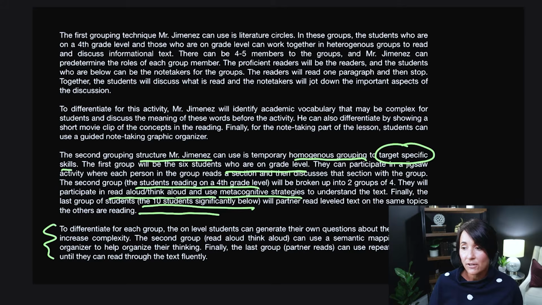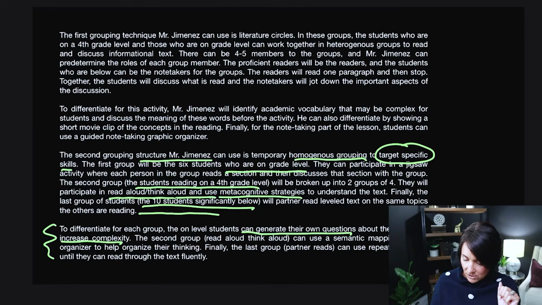To differentiate for each group, the on-level students can generate their own questions. Now, generating questions is a critical thinking technique, and it increases complexity. Because remember, with your on-grade level students, you're always pushing them. Well, you're pushing all your students. You're always wanting to challenge all students. But if they're just on grade level, we want to keep pushing them along. So you want to bump up the complexity, and generating their own questions will help them do that. All right, that's a differentiation.